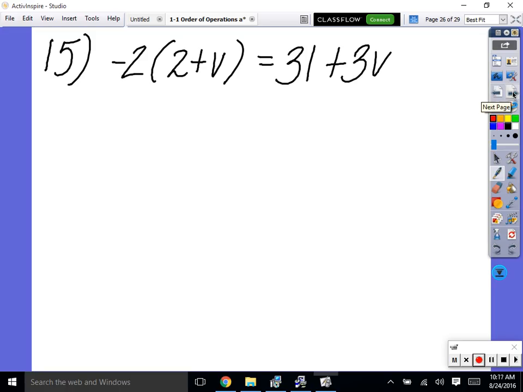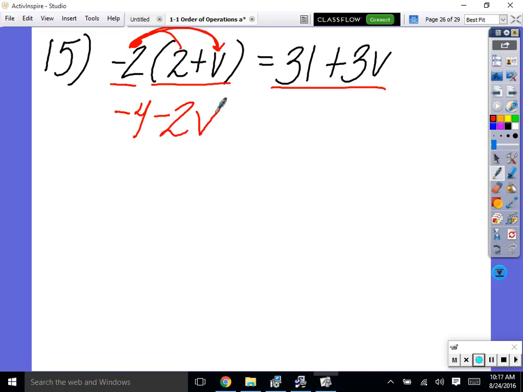So let's do this one. 15. We have negative 2 times all that stuff is equal to that stuff. Let's distribute that negative 2 through. So we have negative 4. Careful here. This is where most people make the error. Negative 2 times positive v is negative 2 v's, right? Negative 2 v's. And that's equal to 31 plus 3 v's.